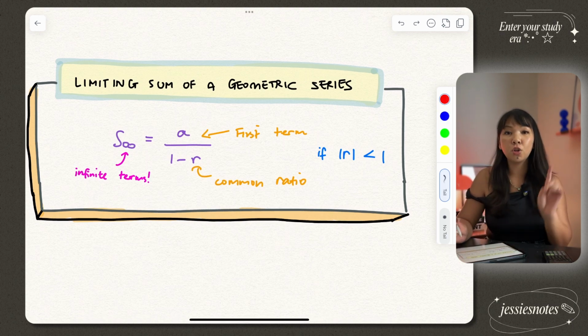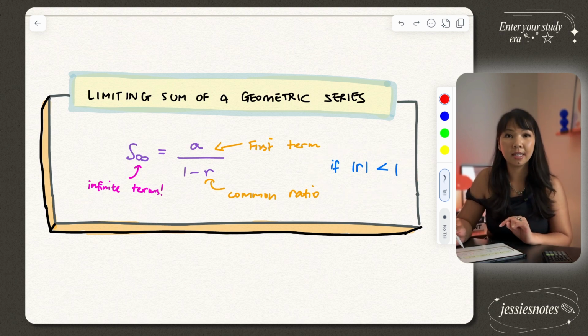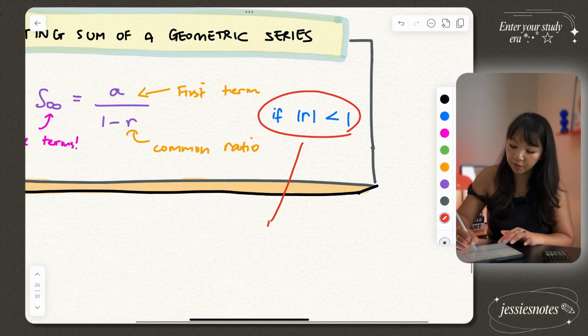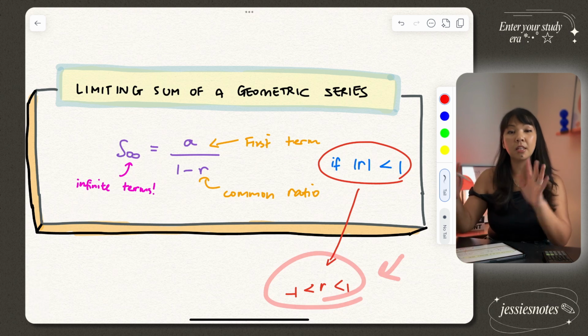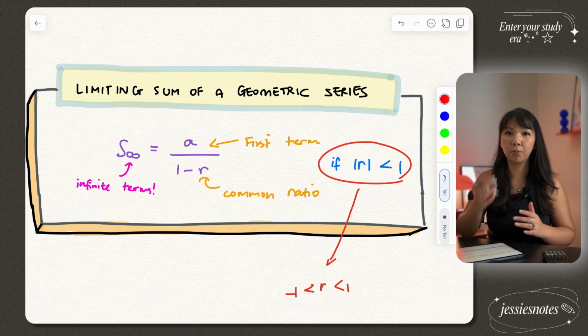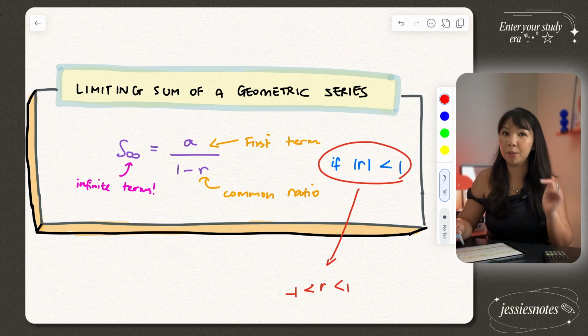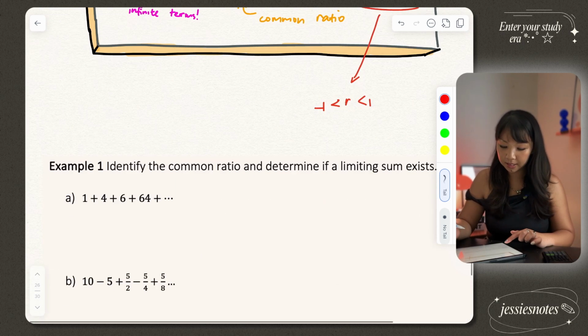Now, we can say that a limiting sum only exists if the absolute value of r is less than 1. Another way of saying this is that r is between -1 and 1. I generally use this definition when I'm solving problems, because sometimes it requires you to bring it up, and you'll see why in a second. All right, so let's go ahead and answer some problems.